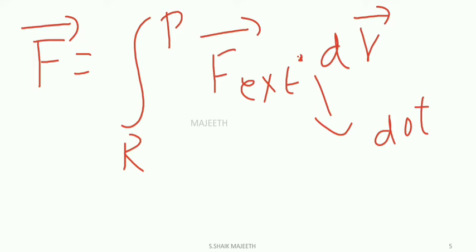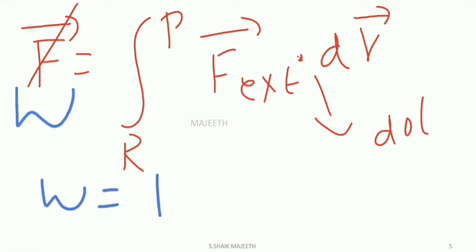Work done is equal to F dot dr. We know that work done is equal to force into displacement, which we studied in the 11th standard. So the same thing I am applying here. But why am I using integration instead of directly substituting W equal to F into d? Let me tell you.